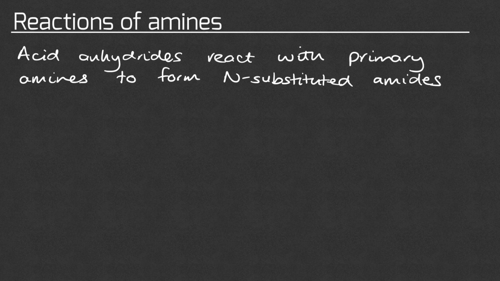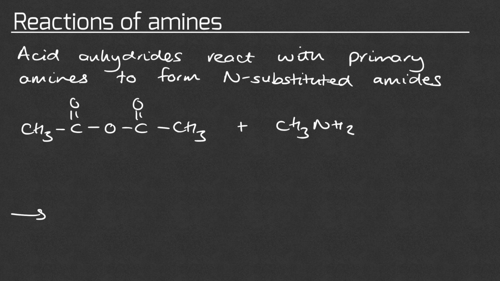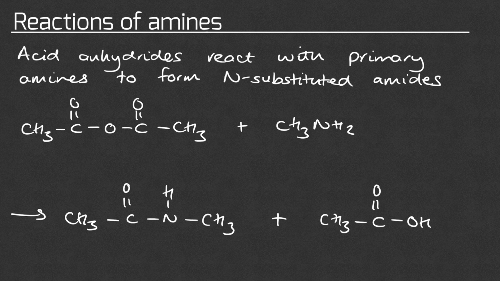The final reaction of amines we're going to look at is where acid anhydrides react with primary amines to form N-substituted amides. This process is exactly the same as with the acyl chlorides we've just looked at, but you don't need to draw a mechanism for it. So we'd have our acid anhydride reacting with an amine, producing our N-substituted amide, but this time we'd form a carboxylic acid rather than hydrochloric acid because we're using an acid anhydride rather than an acyl chloride.